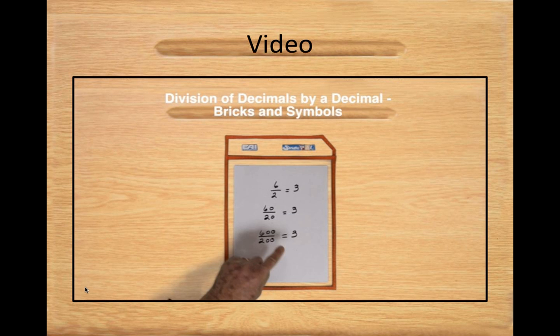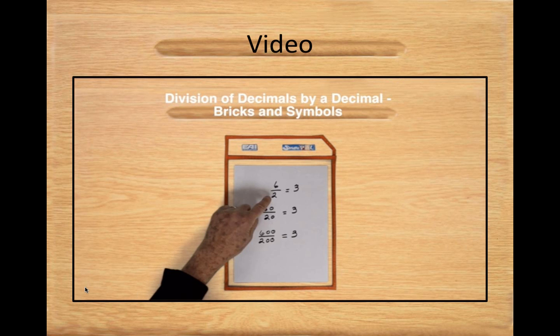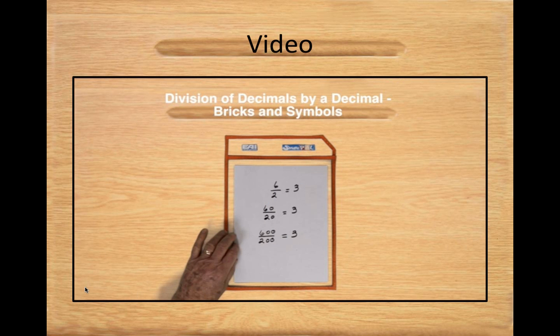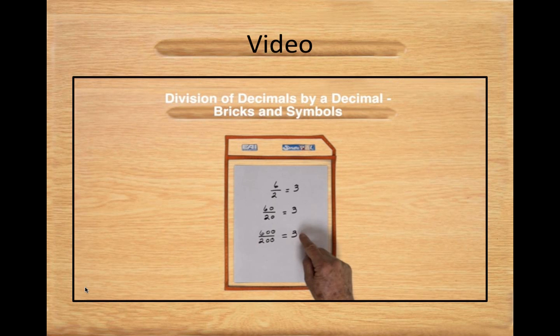So I have 6 and 2 dividing here. They're in the ones place. My answer is 3. 6 in the tens place, 2 in the tens place. 60 divided by 20 is 3. 6 in the hundreds place, 2 in the hundreds place. 600 divided by 200 is 3.